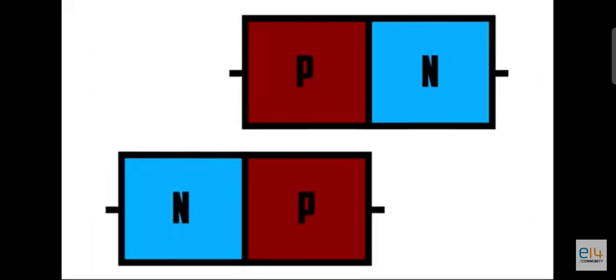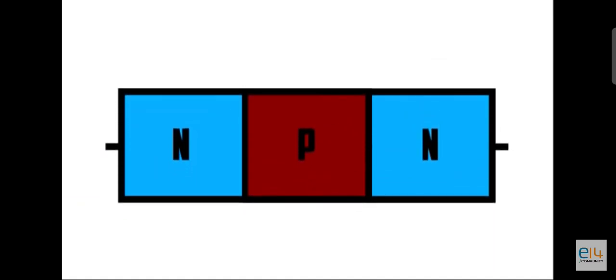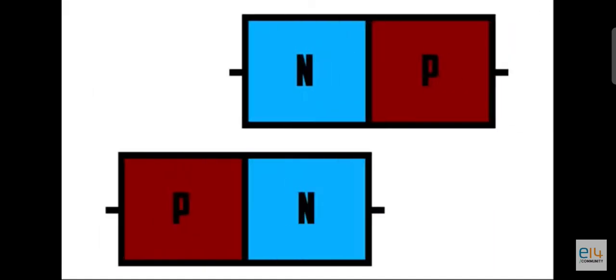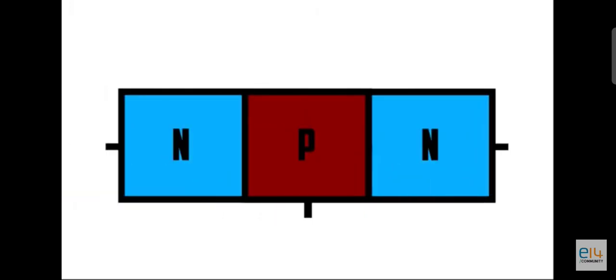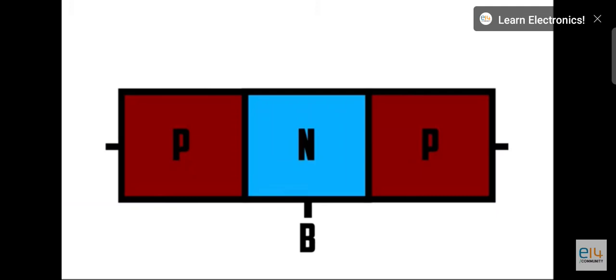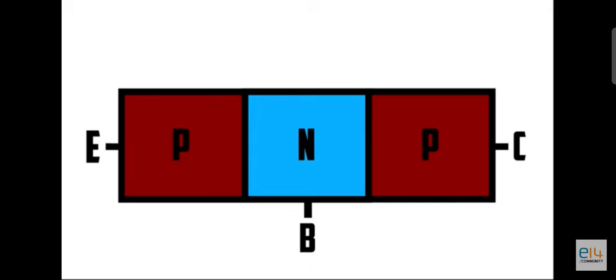NPN transistors have two N-type regions on either side of one P-type region, while PNP transistors have two P-type regions on either side of one N-type region. Bipolar transistors have three leads, one going to each region. Typically, the middle layer is the base, P-type in the NPN and N-type in the PNP. One of the other layers forms the emitter and the third the collector. These are labeled B, E, and C.